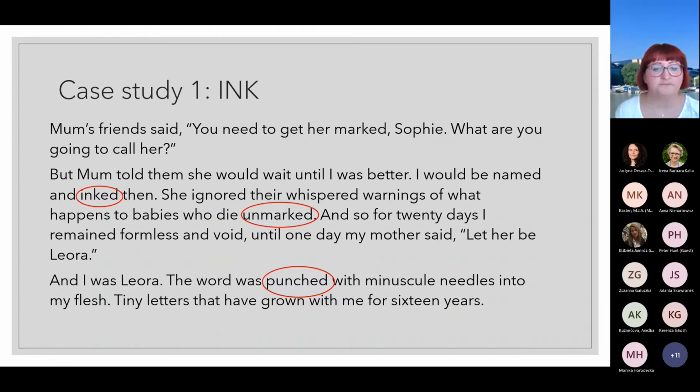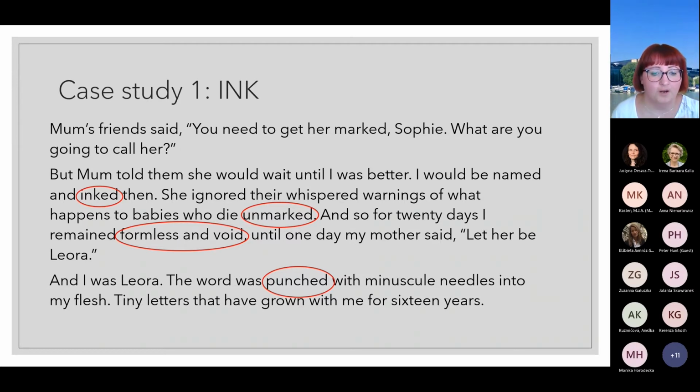So they're forgotten, right? The other thing that is very striking here is that she says, "I remained formless and void." Now, this is very striking because even if you're thinking about baptism in our terms, you don't think about a child being formless and void. So this is a very, very strange use of words. As if this mark would give you form and fill you up, right? It gives you identity, this naming.